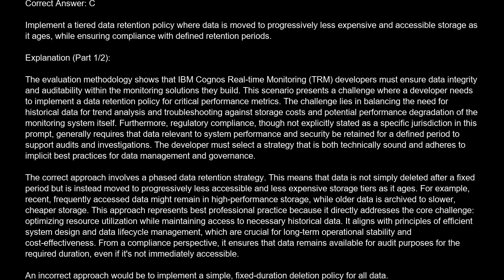The correct answer is C. Implement a tiered data retention policy where data is moved to progressively less expensive and accessible storage as it ages, while ensuring compliance with defined retention periods.